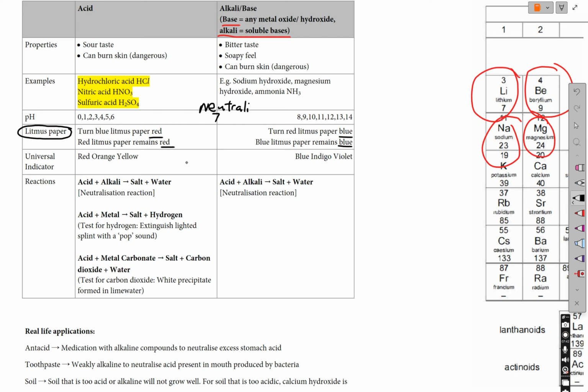Okay, then for universal indicator, this one I've mentioned a lot of times. Roy gave birth in Vietnam. Red, orange, yellow, green, blue, indigo, violet. So do not write pink or anything, or magenta or cyan or anything else.